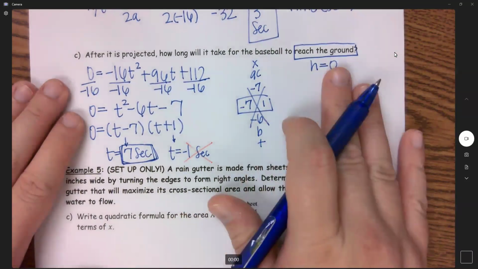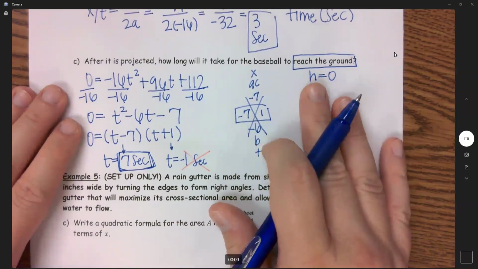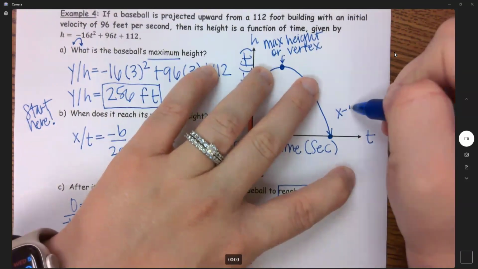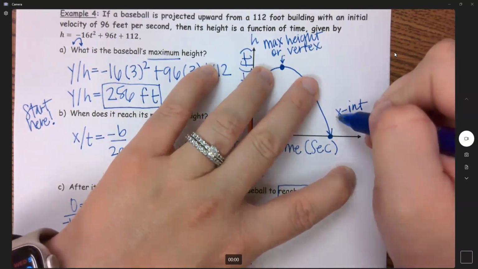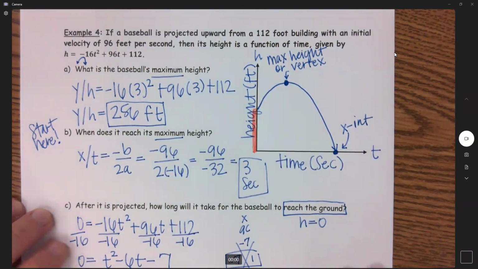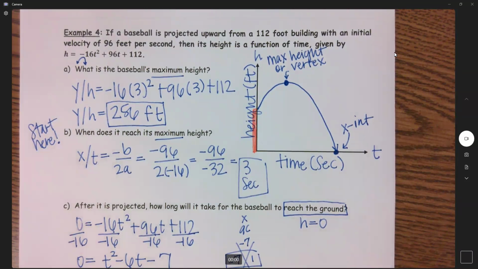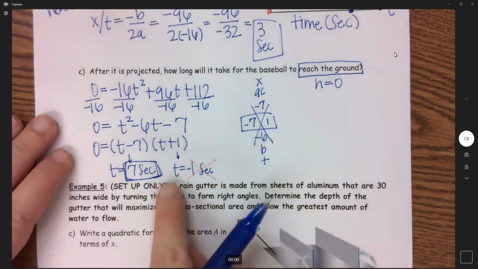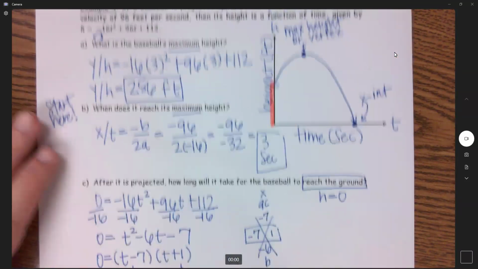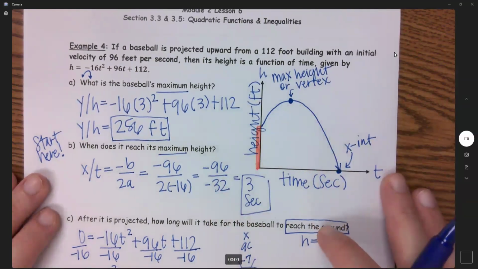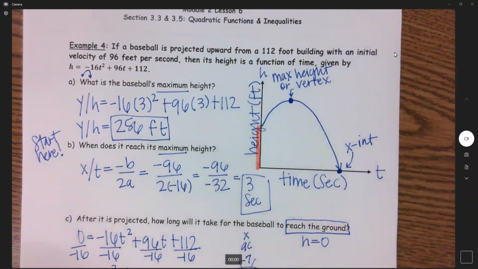When it wants to know when it will reach the ground, that means your height is 0. And so what it's actually asking for here is simply the x-intercept. With these application problems, you're finding the exact same things. They're just not going to come out and say, find the vertex, or find the x-intercept. You have to understand the shape of the graph and what it's asking, and then you're finding the same things.